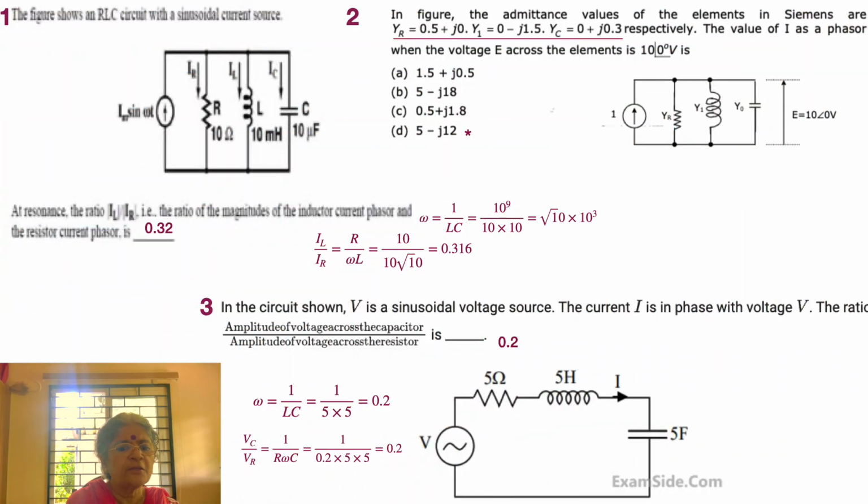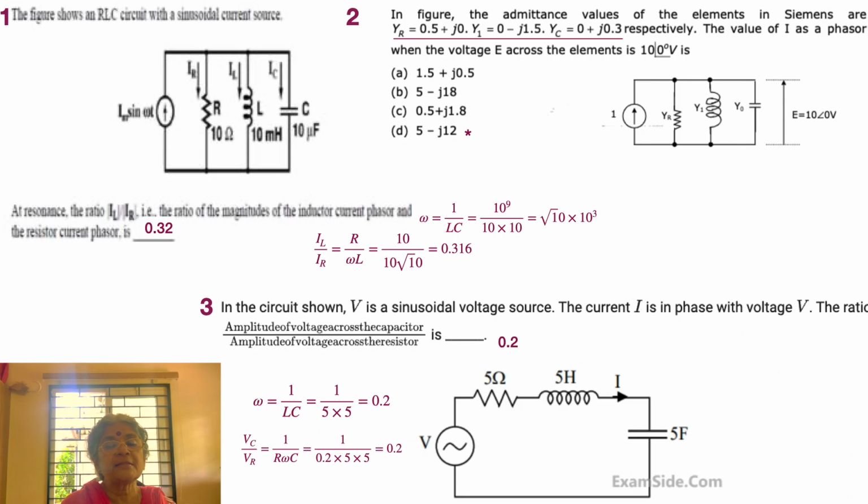We see a circuit with Im sin omega t. I hope we remember that Im is the maximum value and omega happens to be the frequency in radians per second. And this current now divides into 3 and flows through the resistor R of 10 ohms, the inductor of 10 millihenry, and the capacitor of 10 microfarad. What is asked is that the figure shows an RLC circuit with the sinusoidal current source at resonance.